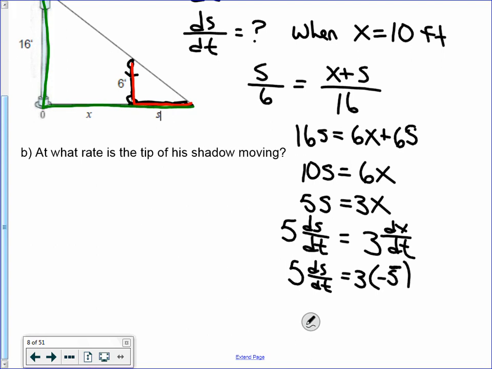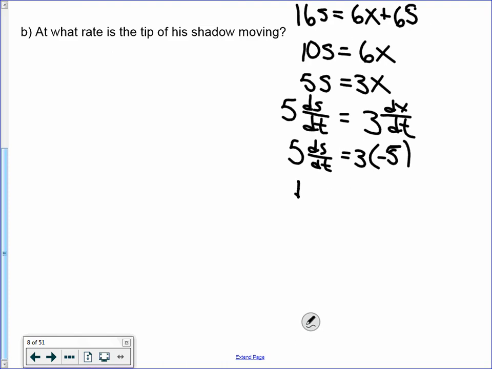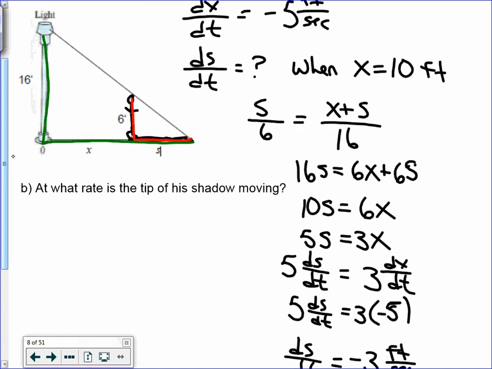That's a bad 5. Okay, so ds dt equals negative 3. And what would the units be? Feet per second. So that means as he's getting closer and closer to the lamppost, his shadow length is getting shorter and shorter. Does that make sense? You ever notice that, right? Like it's more overhead? Yes. As he's walking, his shadow is getting shorter and shorter at a rate of 3 feet per second.